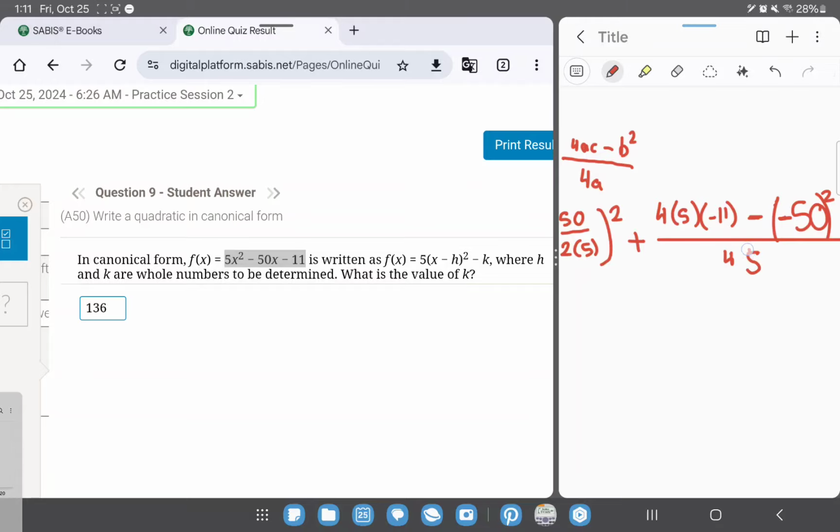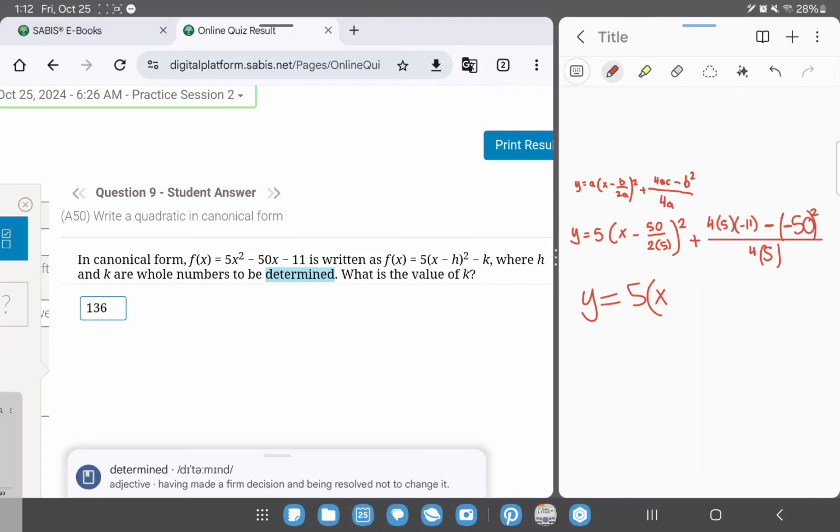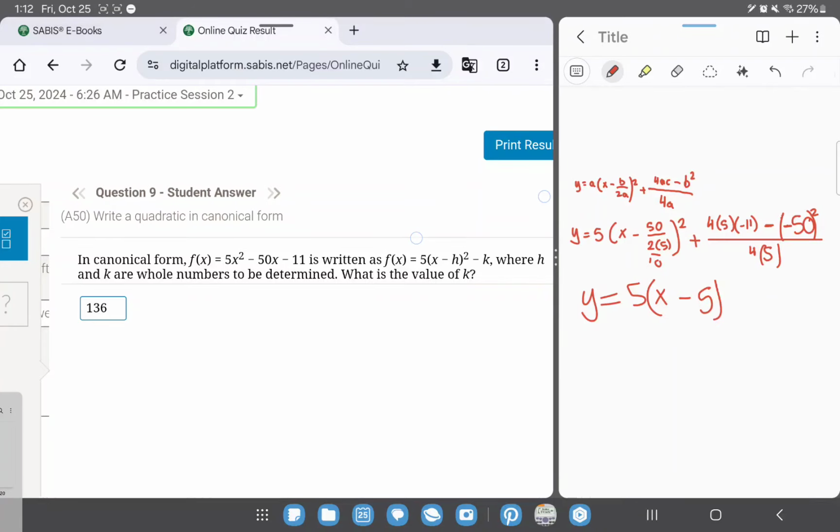where a is 5. So you could either put all this in your calculator, or what I like doing is only putting this part in the calculator, and this I'll do by hand. So y equals 5 into x. Sorry, I accidentally stopped it. Where was I? Okay, yeah. So you do 50 minus 50 over 2 times 5, which is 10. So 50 divided by 10 is minus 5. Now this is your first part of the question. This is squared. Keep it squared. Don't actually distribute the square.